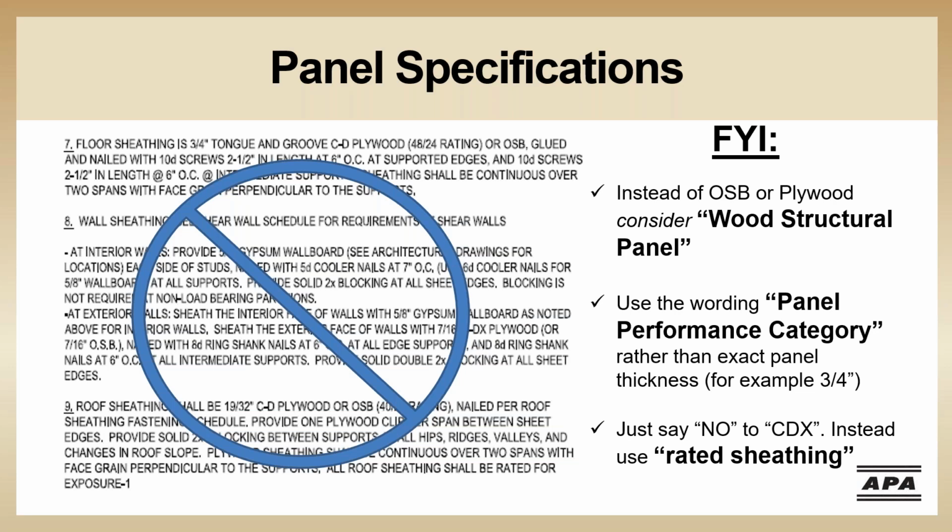So looking at our FYIs on this slide, we mentioned earlier, it's best to call out wood structural panel instead of plywood or OSB. Wood structural panel is going to include both plywood and OSB. When you're looking at the thickness, calling it out as panel performance category rather than the exact decimal thickness is a best practice. And then CDX is a term that is commonly used, but it's actually a very limiting specification. That would limit you only to plywood with a C face and a D back.